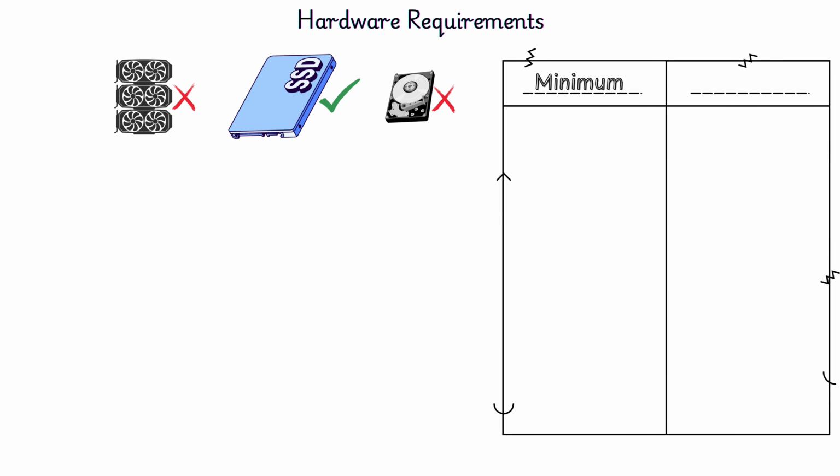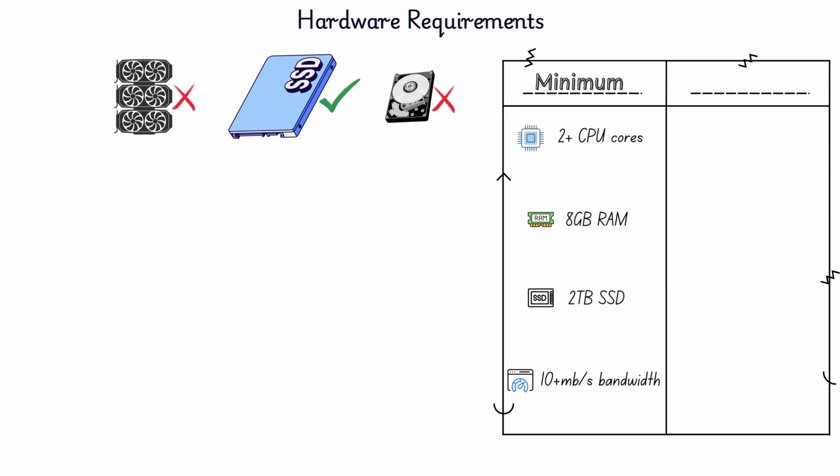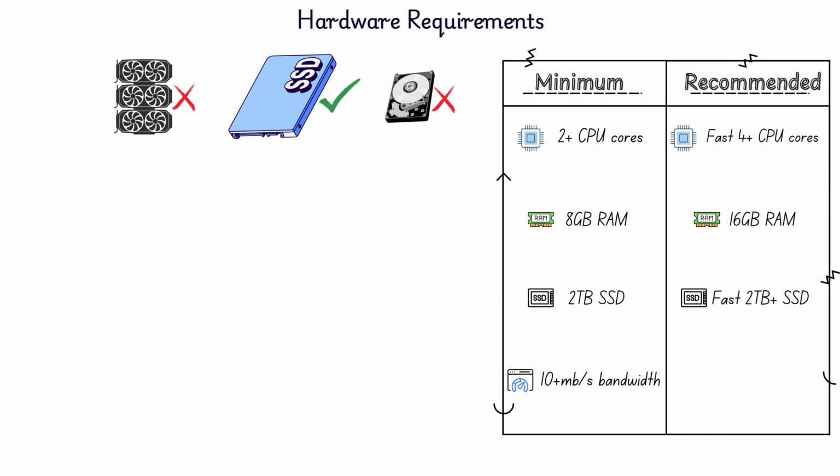At a bare minimum, you'll want a CPU with at least 2 cores, 8 gigabytes of RAM, a 2 terabyte SSD, and around 10 megabits per second of bandwidth. That's enough to stay synced, but things will feel much smoother if you go a little higher. The recommended setup is a fast CPU with 4 or more cores, 16 gigabytes of RAM, and at least a 2 terabyte SSD, preferably larger. For bandwidth, 25 megabits per second or more will keep your node happily synced without hiccups.